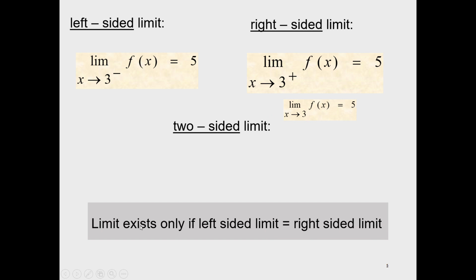So a limit exists only if the left-sided limit equals the right-sided limit. So if these two are the same, left side and right side, if the values are the same, 5 and 5, then we say the limit exists. And if these two are not the same, if you have a number 3 here and number 5 here, that means the left-side limit is not equal to the right-hand side limit. That means the limit does not exist.